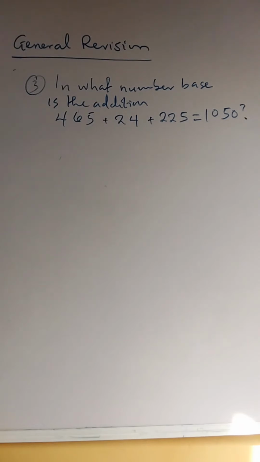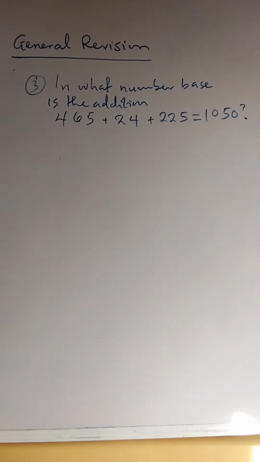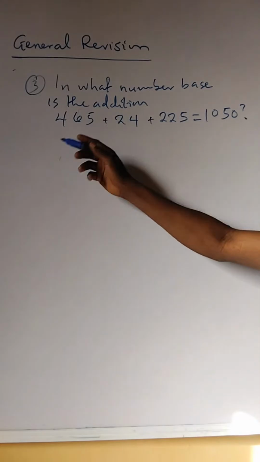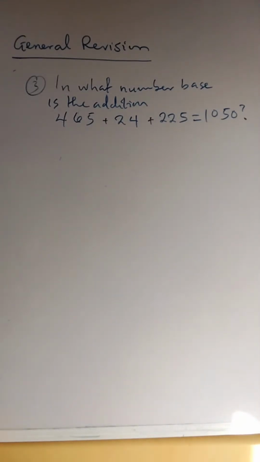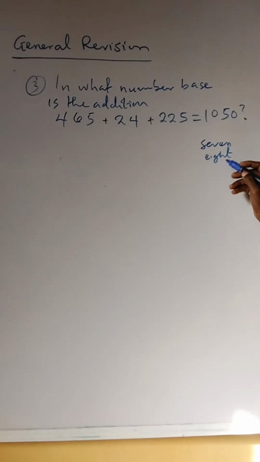So in what number base is the addition 465 plus 24 plus 225 equals to? When you look at this, the highest digit we have here is 6, so the base cannot be base 6. We can only have it be base 7, base 8, base 9, and so forth. So which base is it?